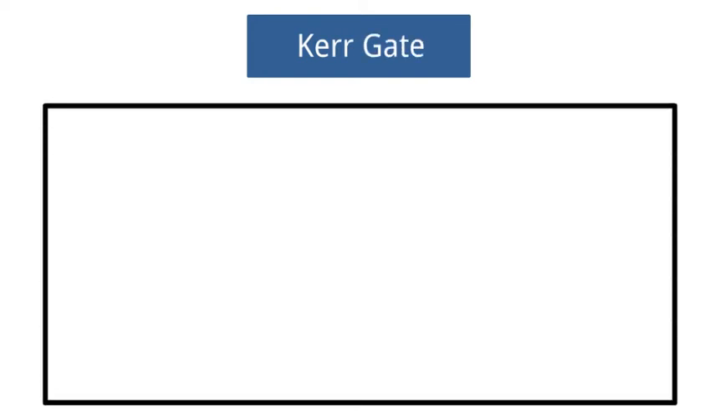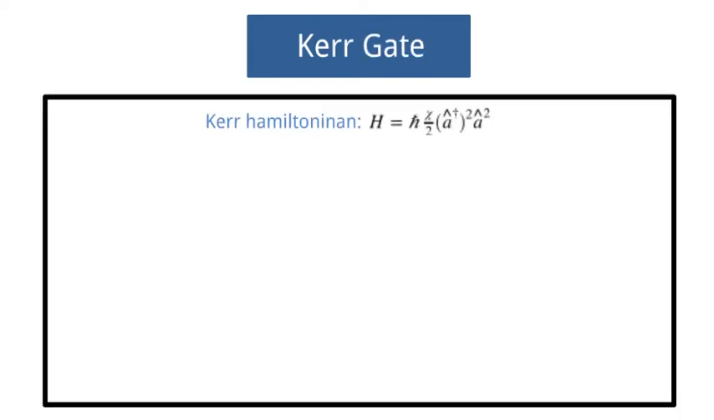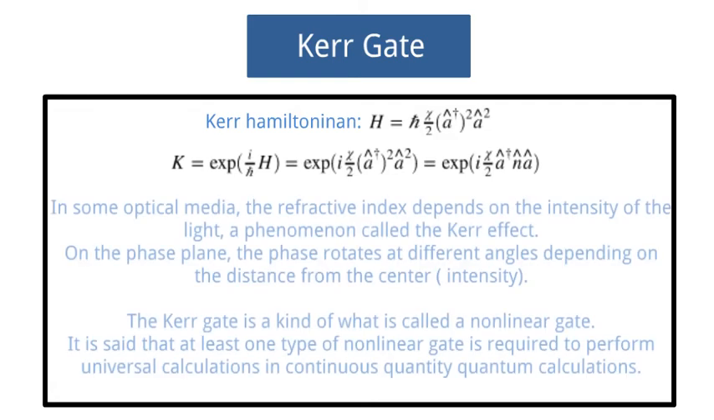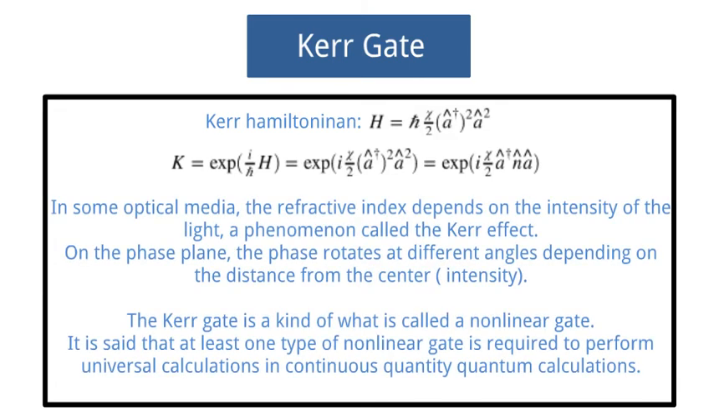Kerr gate. Kerr Hamiltonian H equals h bar chi by 2 times a dagger squared times a squared. Then K is equal to the formula given. In some optical media, the refractive index depends on the intensity of the light, a phenomenon called the Kerr effect. On the phase plane, the phase rotates at different angles depending on the distance from the center, the intensity. The Kerr gate is a kind of what is called a nonlinear gate. It is said that at least one type of nonlinear gate is required to perform universal continuous-variable quantum calculations.